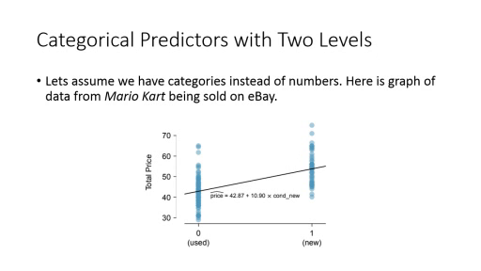All right, categorical predictors with only 2 levels. So let's say, instead of having a full x where you have from 0 to 10, you only have categories. So in this case, we have Mario Kart being sold on eBay. It can either be bought new or used. And so what you're going to do is try to make a regression line based on the new or used. First thing you want to do is take your categories and give them numbers, kind of ranking them from the larger number is better to the lower number, which is worse. In this case, new is 1, used is 0. Okay, so you have those 2 categories.